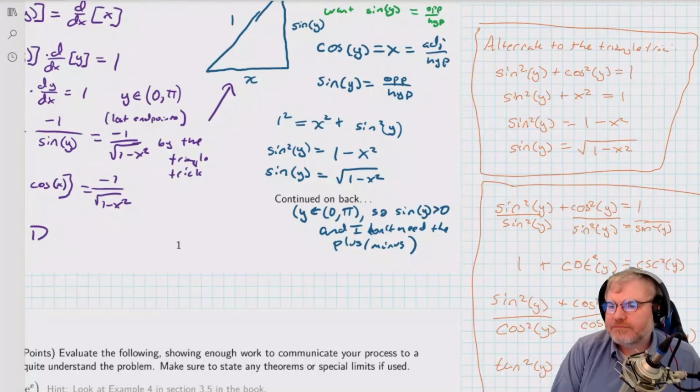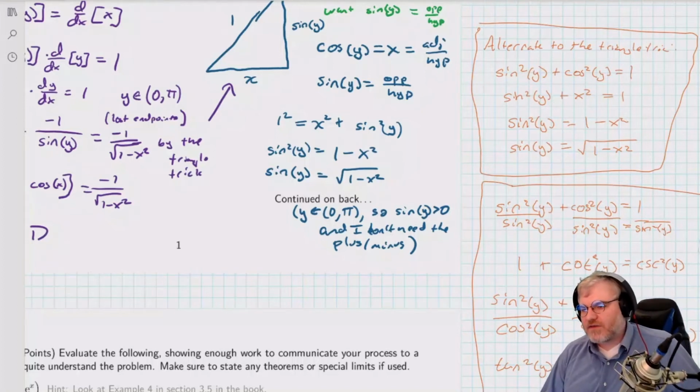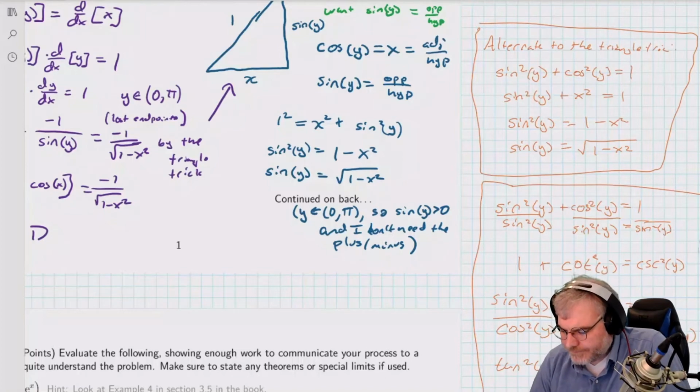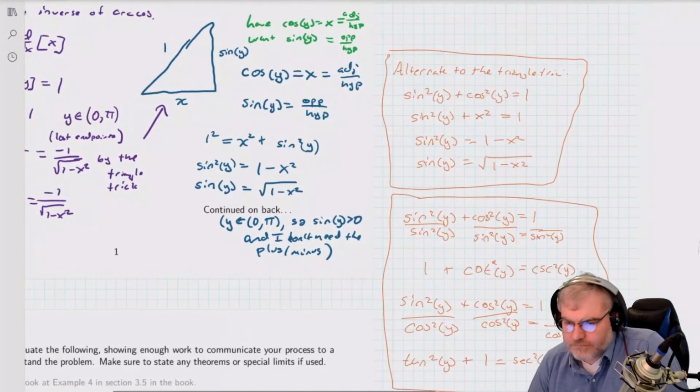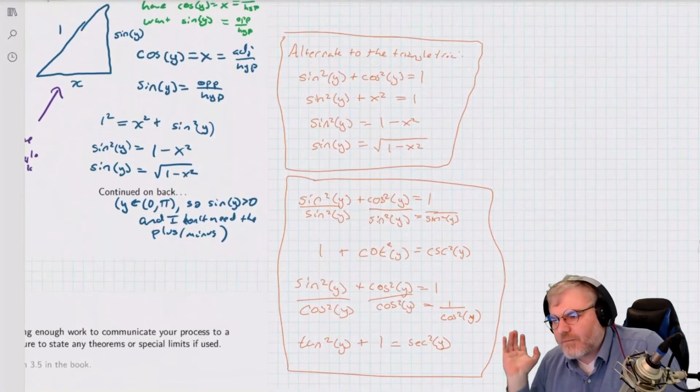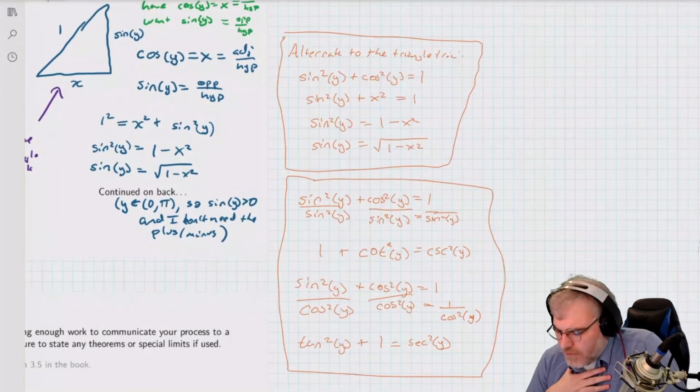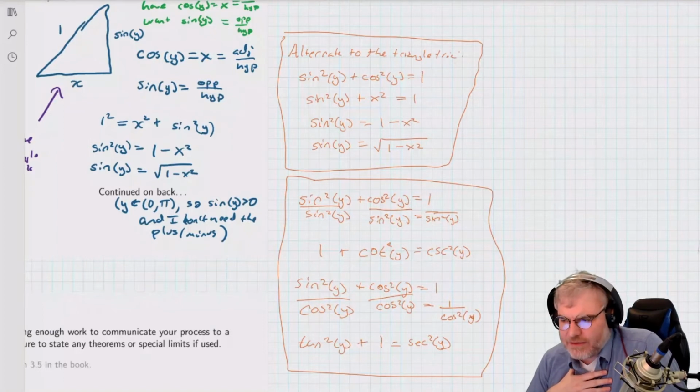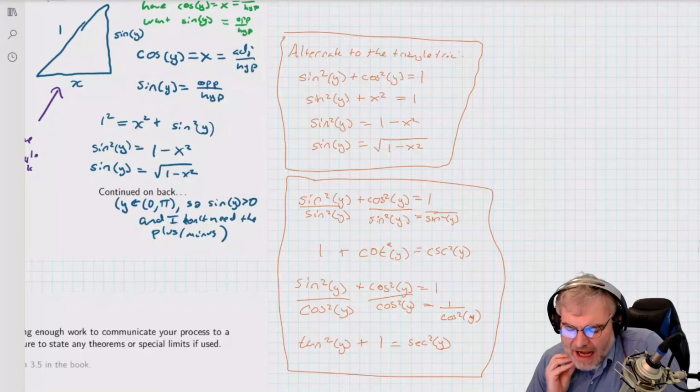Alternative to triangle using the identities. So, it's whatever makes you happy. As I said, you can get away with using the identities if that's the thing that makes you happy.